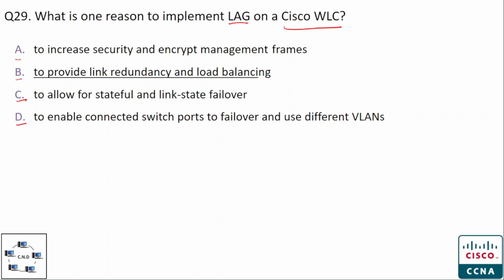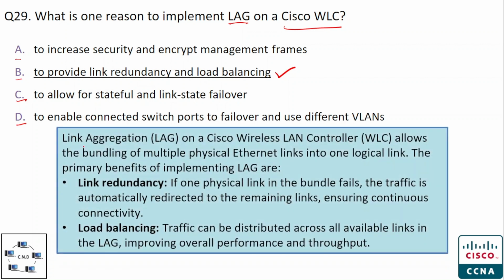The correct option is that the link aggregation group on a Cisco WLC is used to provide link redundancy and load balancing. The link aggregation group, or LAG, on a Cisco wireless LAN controller allows the bundling of multiple physical Ethernet links into one logical link. The primary benefit is link redundancy: if one physical link in the bundle fails, the traffic is automatically redirected to the remaining links, ensuring continuous connectivity.